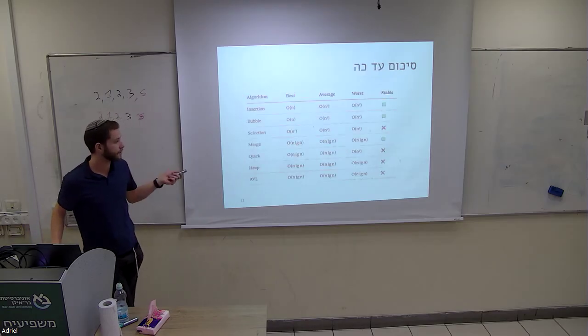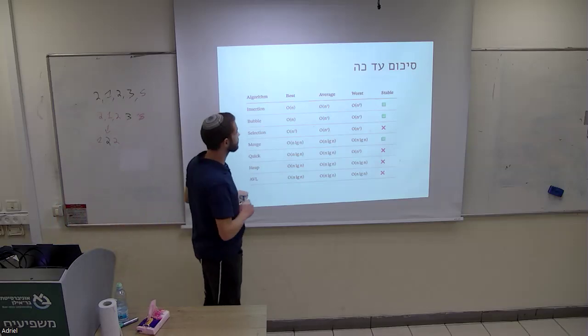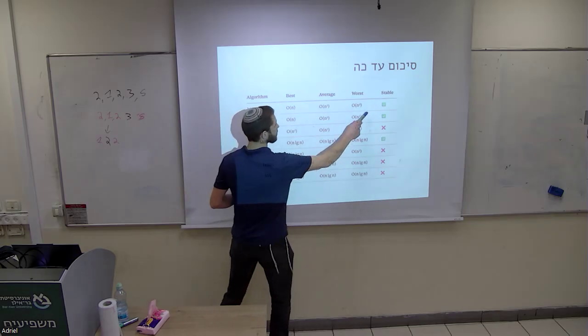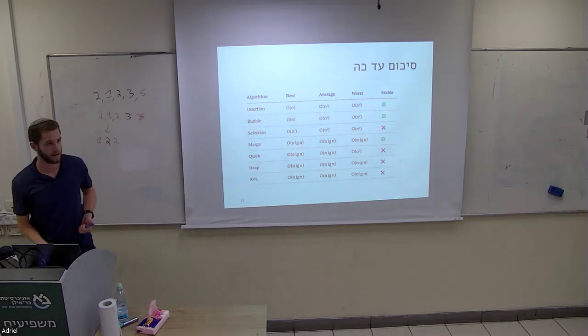So here's a summary of what we've done until now. AI really helped me make this. These are what's stable and what's not stable. Runtime: best, average, and worst.